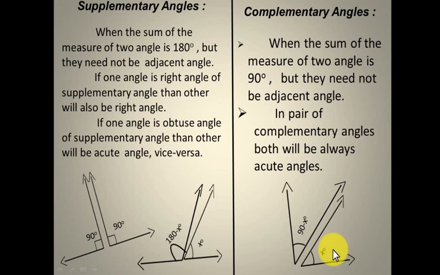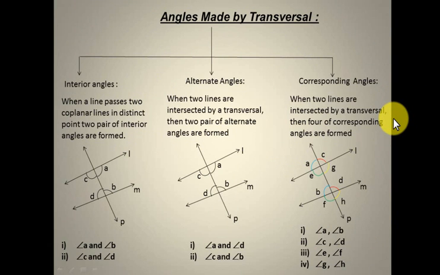So if this is 30, this will be 60. If this is 70, this will be 20. Why? Because the total should be 90 degrees, then only it will be called complementary angles. So in complementary angles, remember both the angles will be acute, whereas in supplementary, one is acute, one is obtuse, and if it's a right angle, then both will be right angles. Okay, clear?